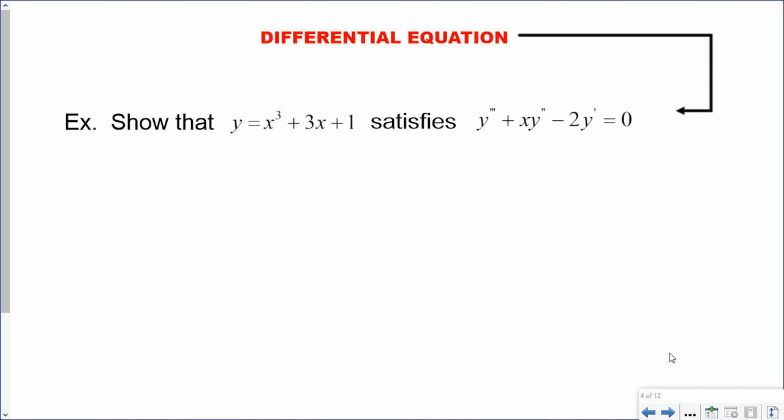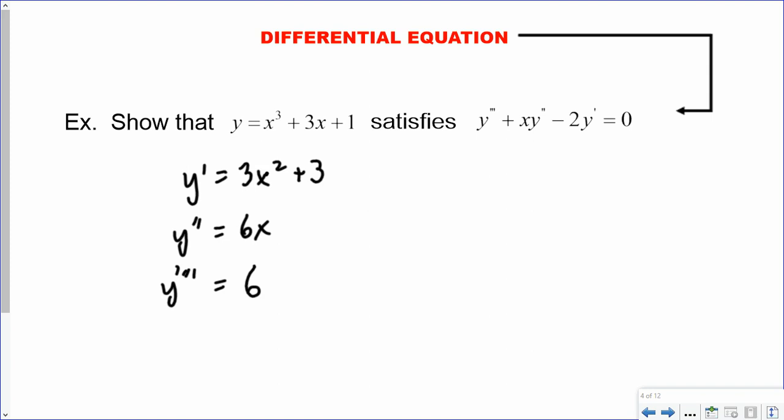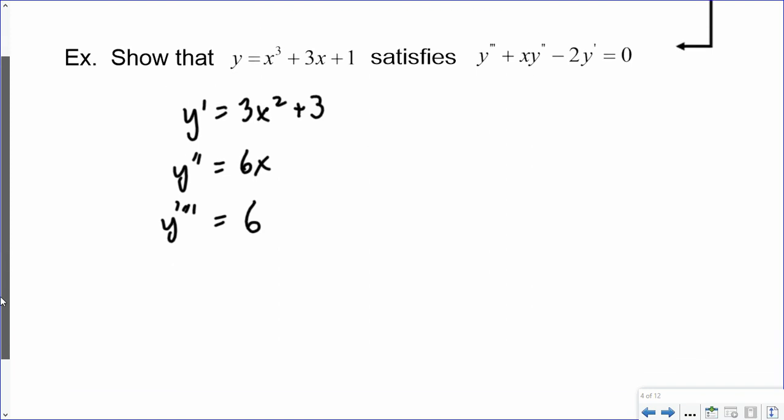The first thing I need to do is find y prime. Okay, y prime would be 3x squared plus 3. And it looks like, according to my differential equation, I've got to find y prime. I've got to find y double prime. That's easily found after I find y prime. And also in my differential equation, it looks like I've got to find y triple prime. So y triple prime would be 6. Okay, so I've done my preliminary work in order to prove this.